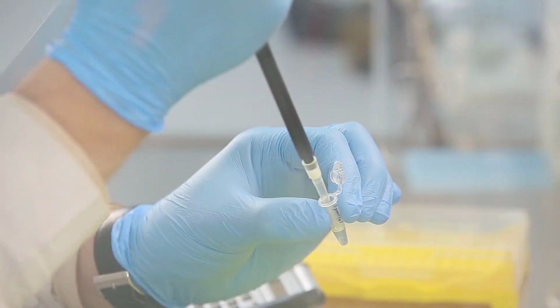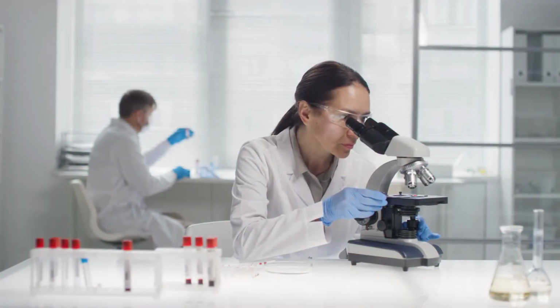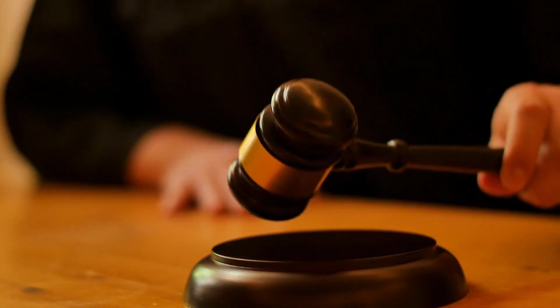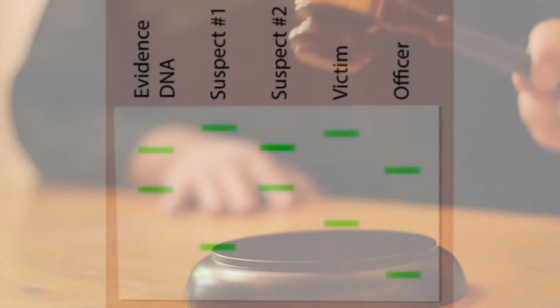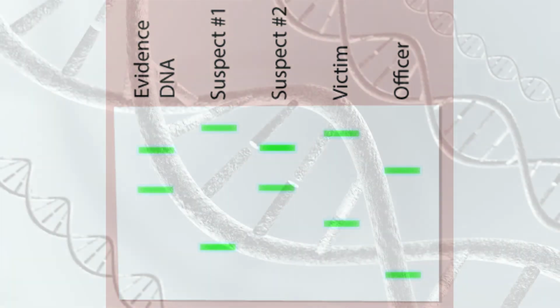We can reprobe the membrane up to 10 more times to identify different fragments. If the profiles from the evidence DNA and the suspect match multiple times, then it is very likely that the evidence DNA came from the suspect. Can you tell by looking at this gel which suspect matches the evidence DNA found at the crime scene?